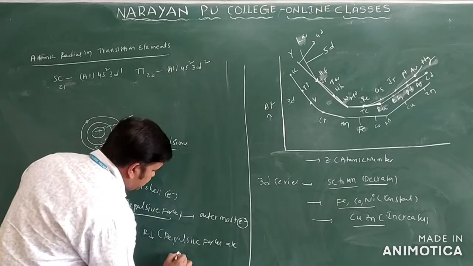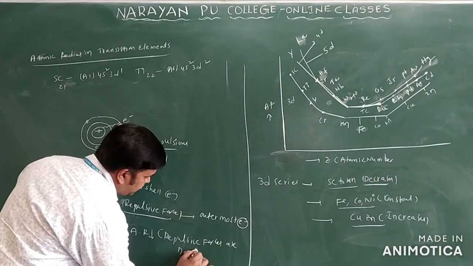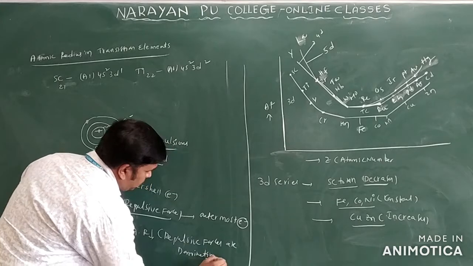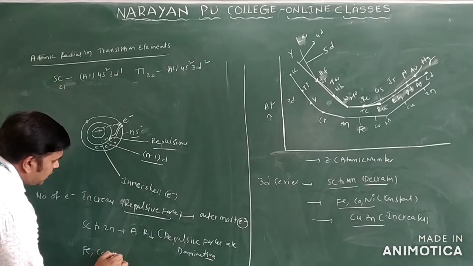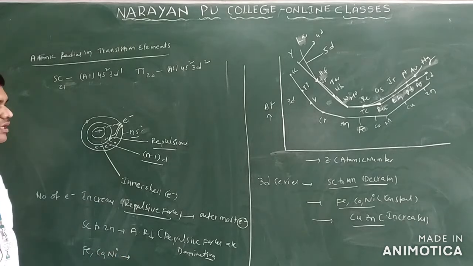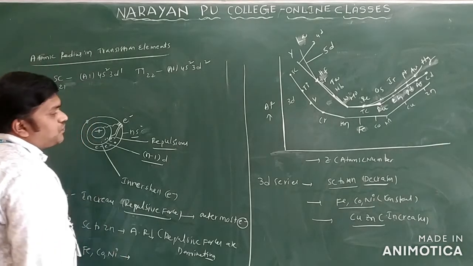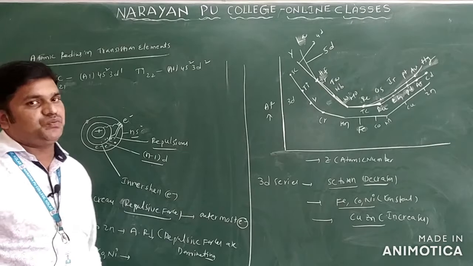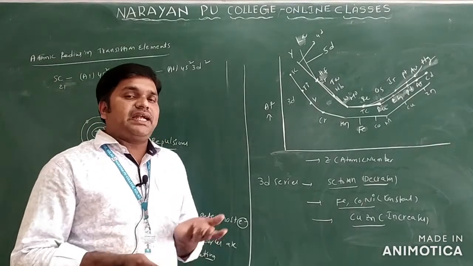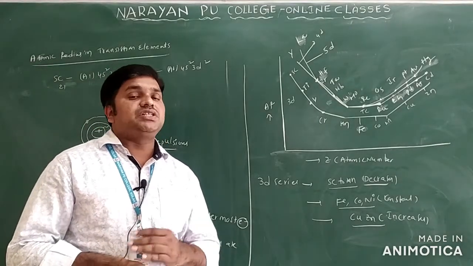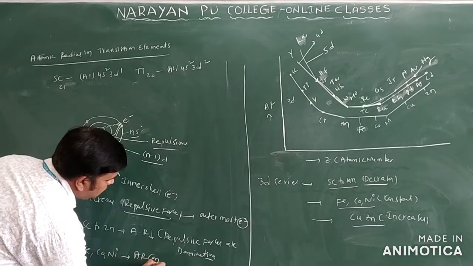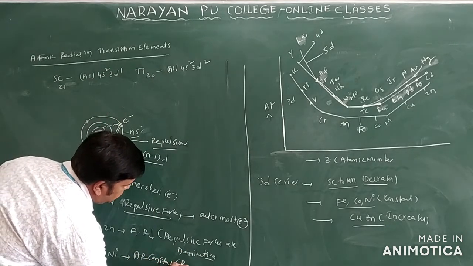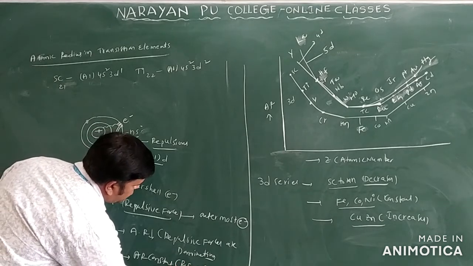Repulsive forces are dominating. But come to iron, cobalt, nickel. In the case of iron, cobalt, nickel, what are we observing here? Repulsive forces balance the attractive forces only. In this case, attractive forces are equal to repulsive forces. So what happened here? The atomic radius becomes constant only.